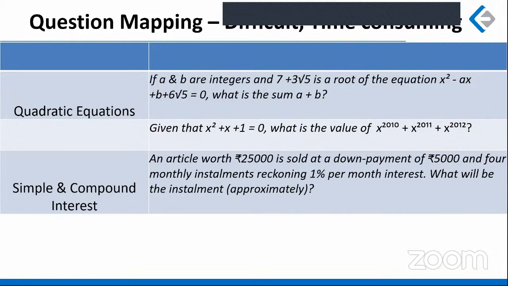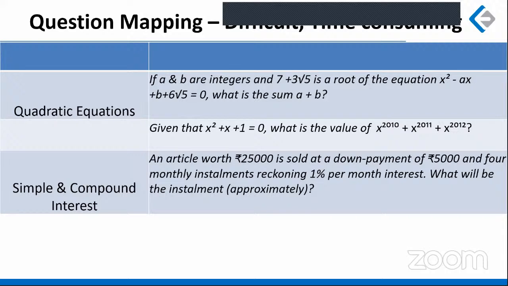Two questions were on quadratic equations. An equation is given where you have a and b as variables, and it is given that one of the roots is 7 plus 3 root 5. The equation was x square minus ax plus b plus 6 root 5 is 0. Now, it is given that one of the roots of this equation is 7 plus 3 root 5.